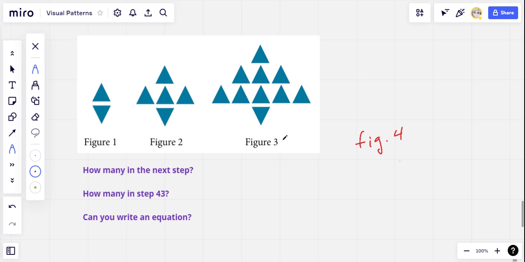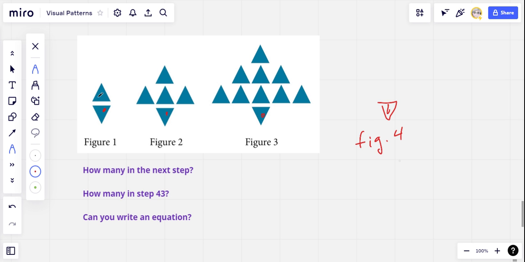Okay, so we've got kind of a strange looking one here. I think I'm going to begin by just noticing what's the same in each figure. I've got a differing number of upward pointing triangles, but I've always got this one downward pointing triangle. So that stays the same. So in figure 4, I think there's going to be one downward pointing triangle here still, like in every other figure.